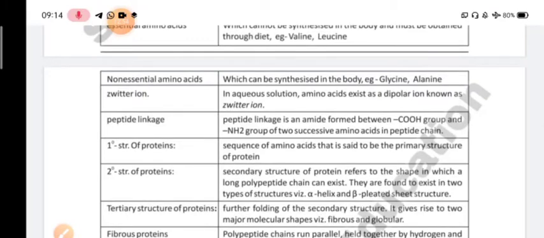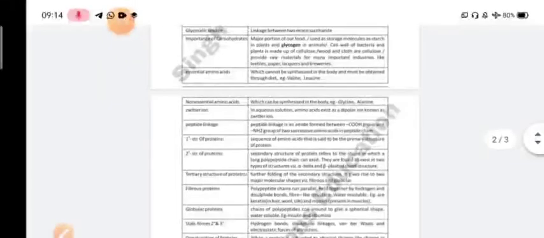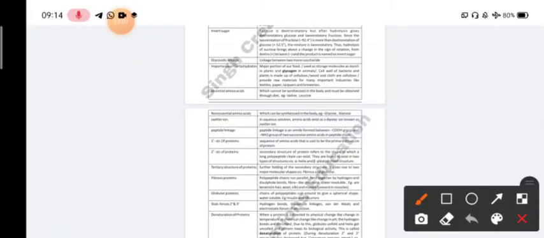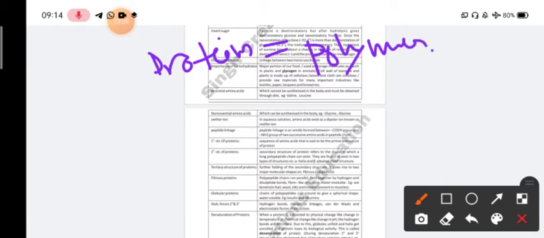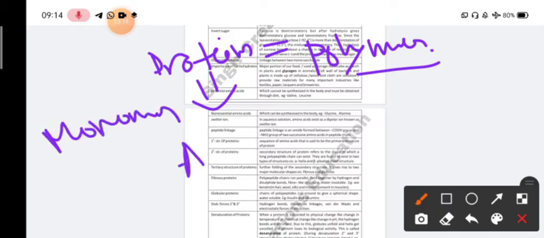And the next topic is the amino acid. As we know, protein is a polymer. Protein is a polymeric form. So what are the monomers of protein? Monomers of protein are being called as amino acid.